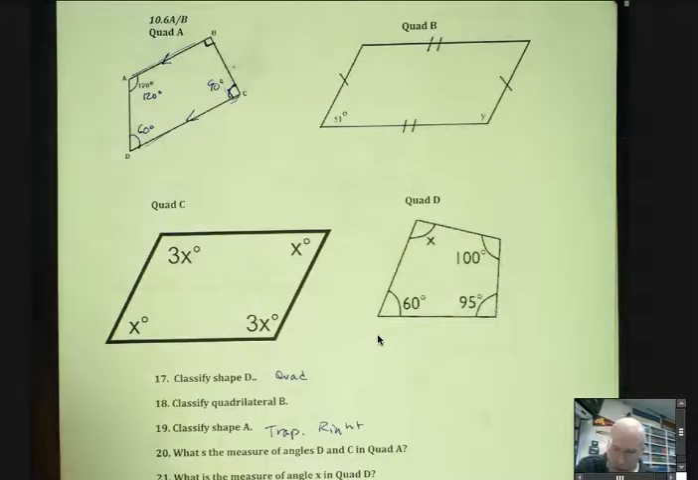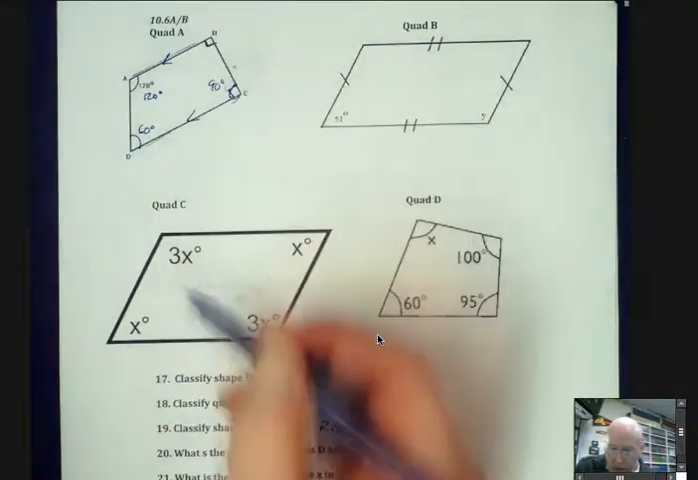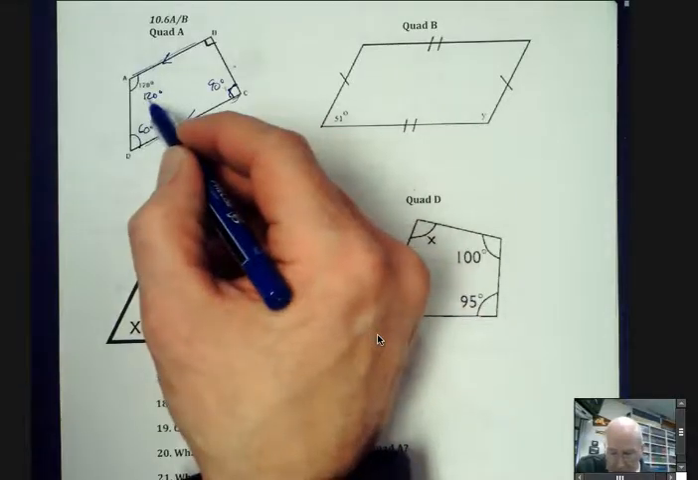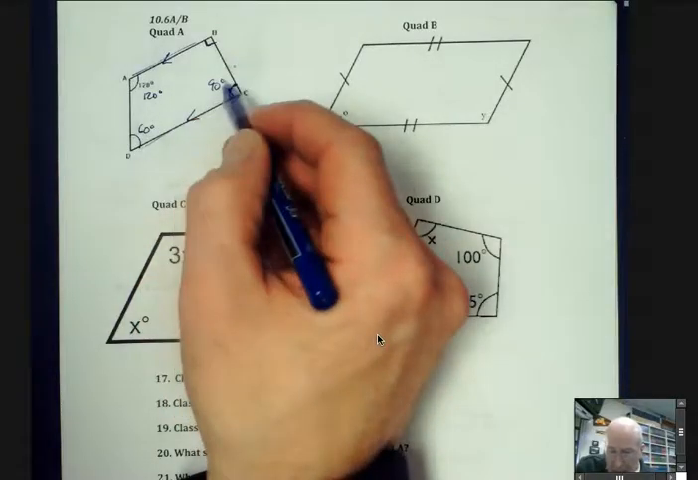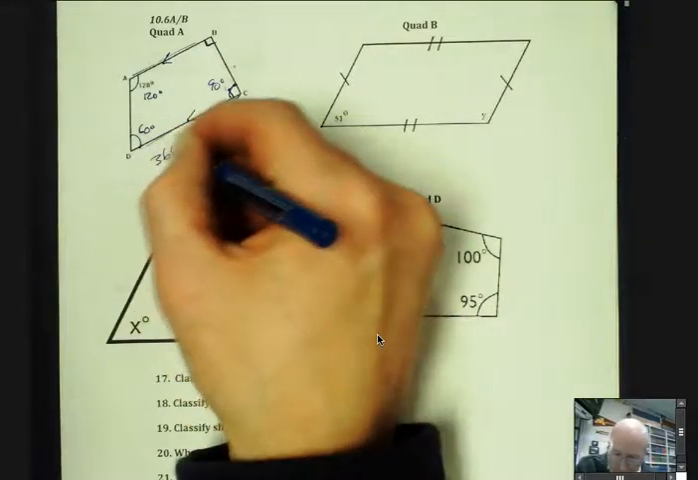And I can just run a quick check. Here's 180 degrees here, and here's 180 degrees here. I could have gone 360 minus 120 minus 90 minus 90 and gotten the 60 that way too. I'll write that down. When in doubt, just subtract them out.